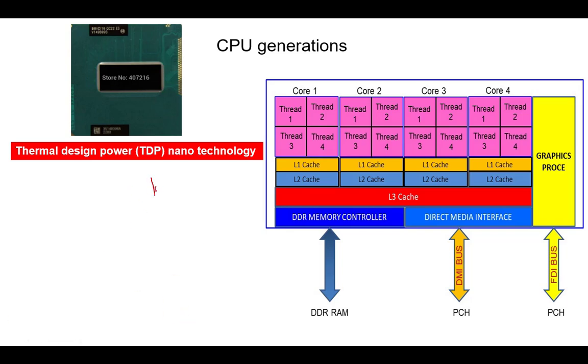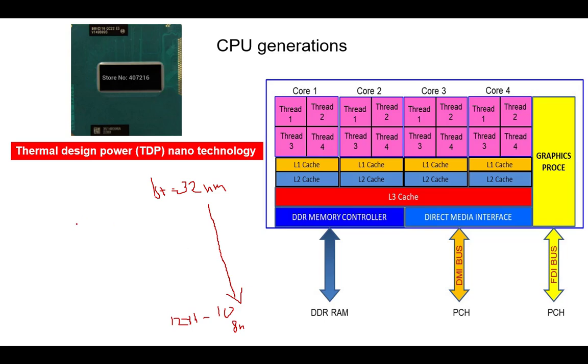In first generation CPUs, the die is 32 nanometers, and in 12th generation CPUs it is somewhere around 10 nanometers and coming to 8 nanometers. So the MOSFET size is decreasing. So what will happen if the MOSFET size is decreased?